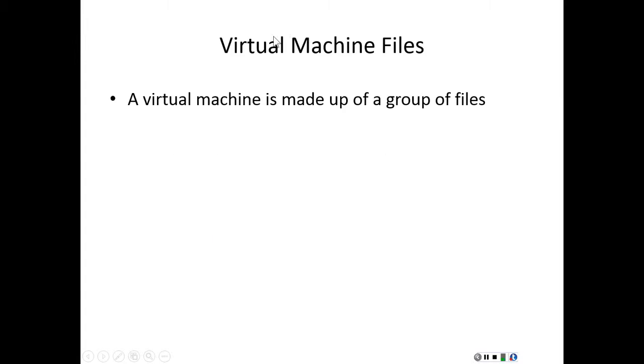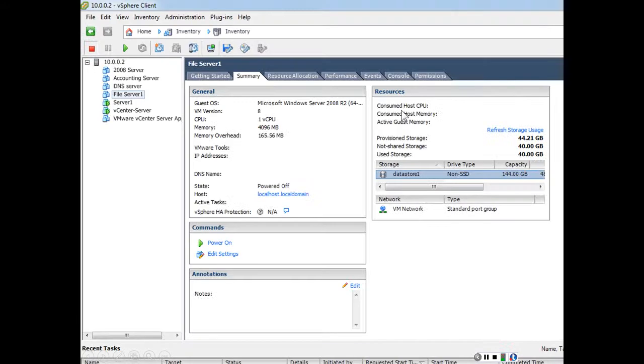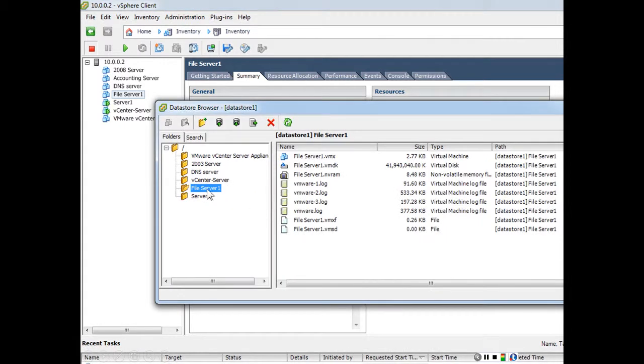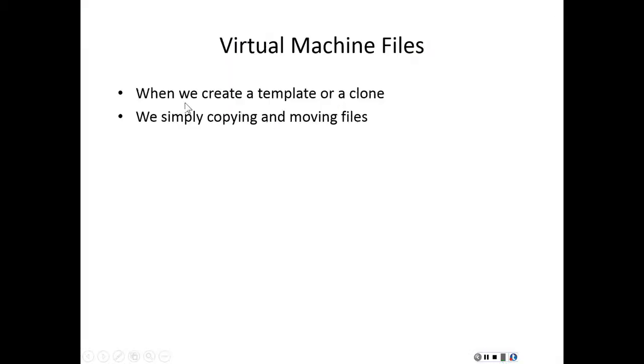Let's start out with creating templates and clones. Virtual machine files. A virtual machine is made up of a group of files. If we go to the data store and right-click and select Browse, we can see that there is a folder for each virtual machine. And in that folder are the key virtual machine files. There is the .vmx file, which is the virtual machine configuration file. And there is the .vmdk file, which is the virtual machine virtual hard disk file. So when we create a template or a clone, we are simply copying or moving virtual machine files.